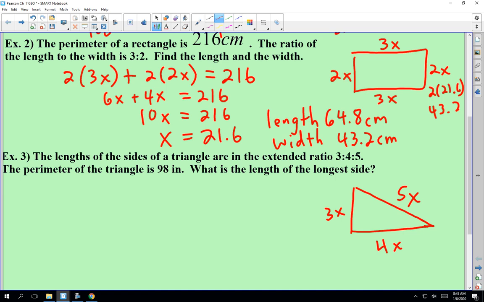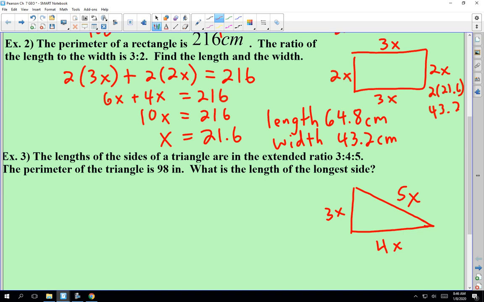Oh, I'm sorry. Oh, okay. That's funny. Yeah, I'm on chapter 7 for both algebra and geometry. So make sure everybody has the geometry hat.